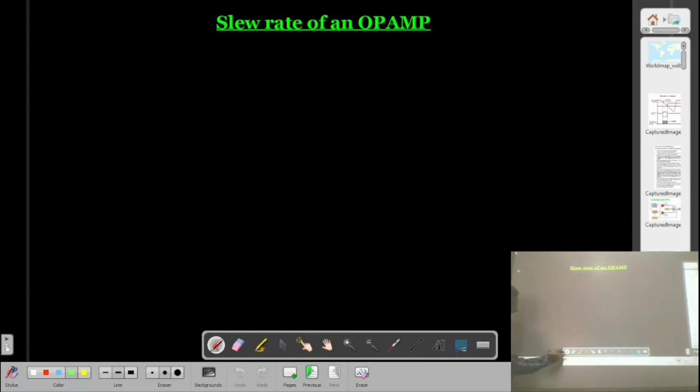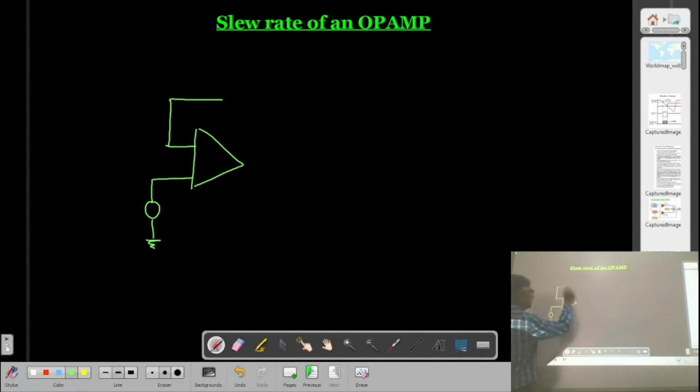So if we take one simple example, let us say an operational amplifier with unity gain. Here I am applying an AC signal, and unity gain means there is no feedback resistor, and here we have the output voltage. Correct?